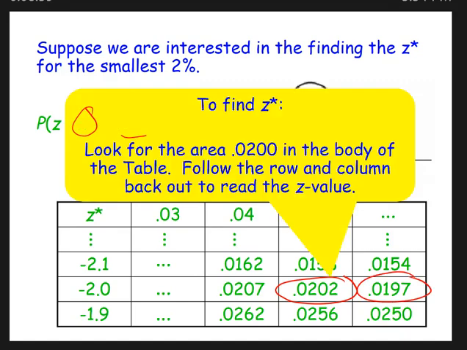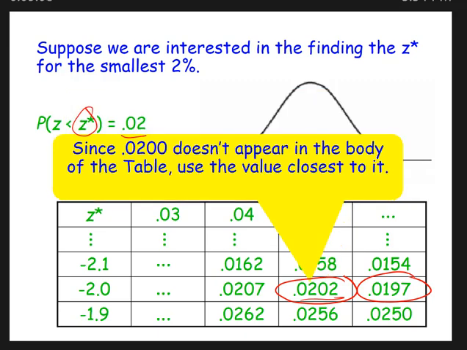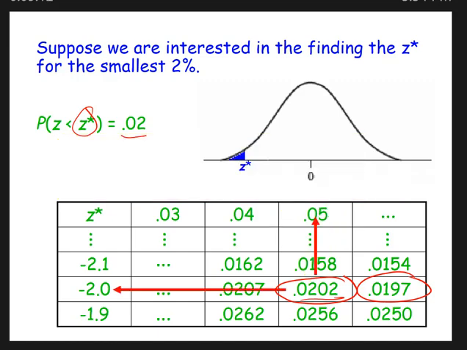The closest one: 0.0202 is slightly larger. The 0.0197 is slightly smaller. It's going to be closer to the 0.0202. So that's the one we use. It corresponds to a negative 2.0 and then 5. So negative 2.05 is that z-score.